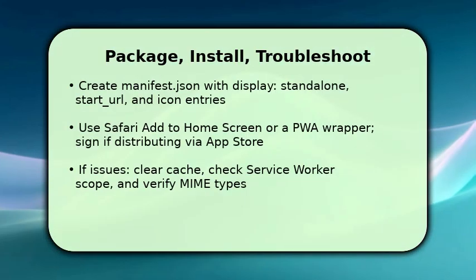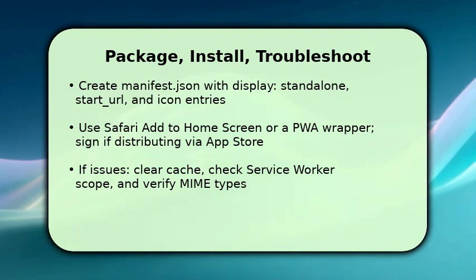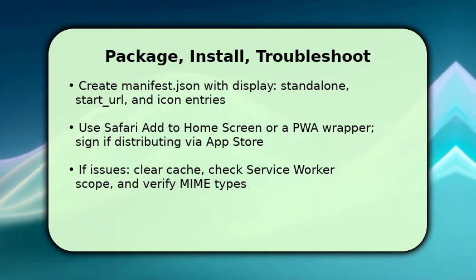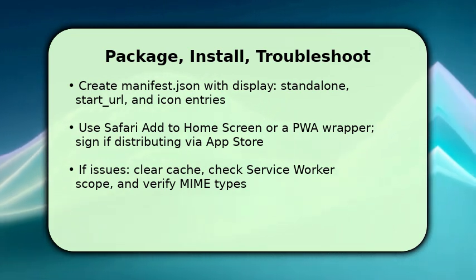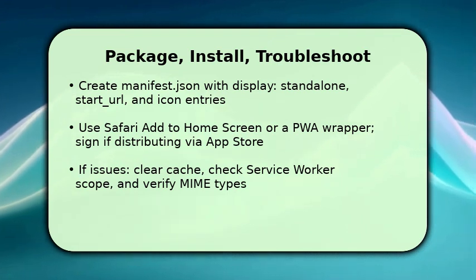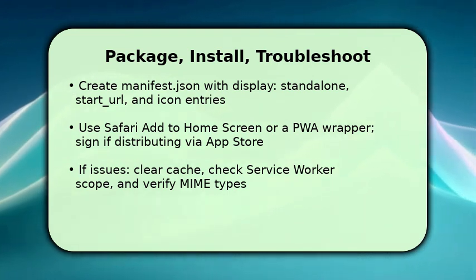Finally, convert the site into an installable app by adding a manifest.json with display set to standalone, appropriate icons, and a start URL. If you want a home screen shortcut, open the site in Safari and choose Add to Home Screen. For App Store distribution, wrap with a framework and sign the bundle.